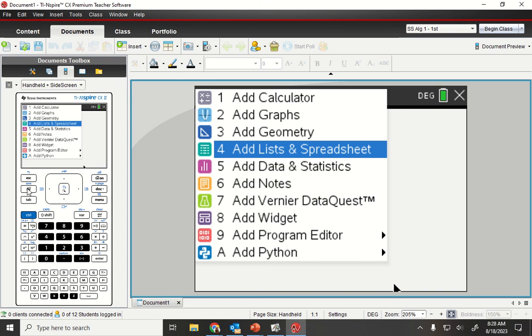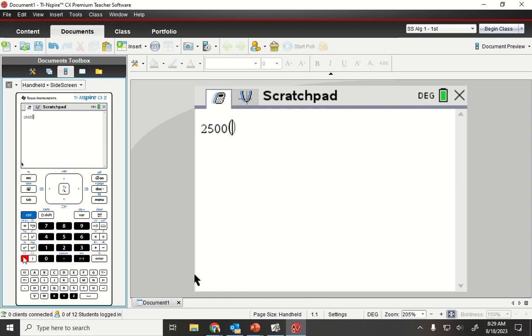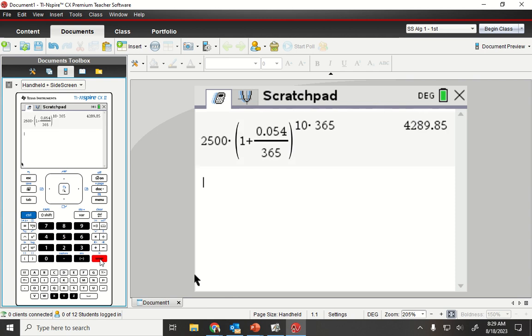All right, so you start off here in Scratchpad. The second button on the left is my Scratchpad. In my Scratchpad, I'm going to put 2,500, parentheses, 1 plus. One of the things that's super neat about this calculator is that it's super smart, and you just need to know where everything is. To enter a fraction, I would go Control Divide. That's a tool for that. Then that's going to be my 0.054 over 365. Arrow over, close it, caret to raise my exponent. The caret is right here, the red button. Then it's going to be 10 times 365. And my answer, how do I press where it says enter? Okay. All right, so I get 4289.85.